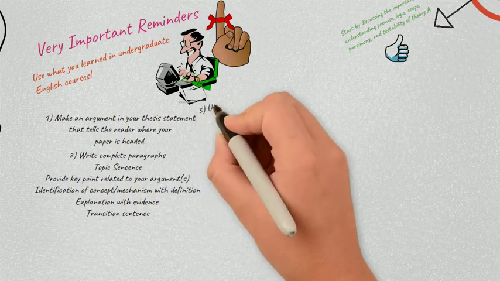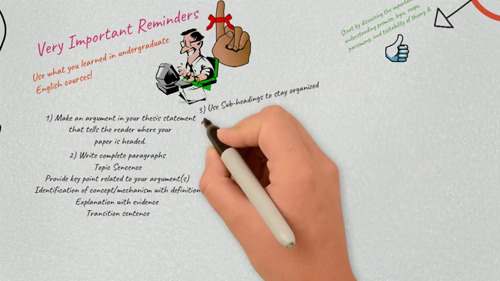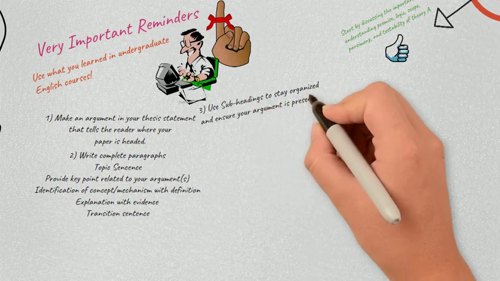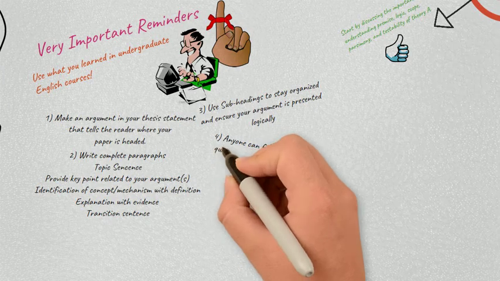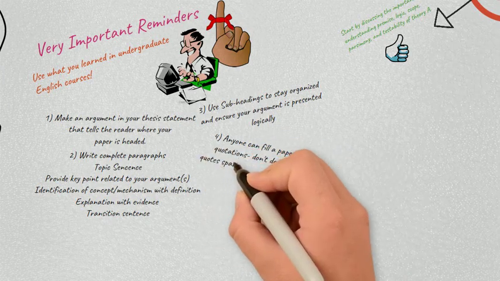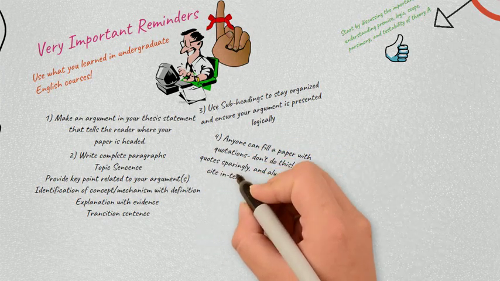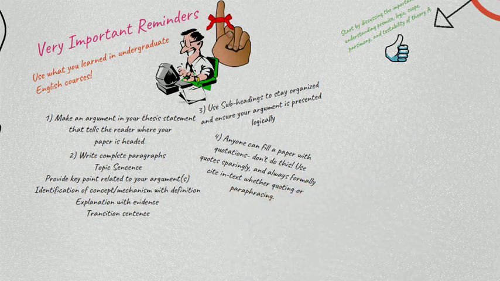Use subheadings to keep yourself organized and ensure your argument is logically presented. Do not just use a ton of quotes. Anyone can do this, and if your reader wanted to read the words of someone else, they'd pull that other paper or book. Use quotes sparingly and always use proper in-text citations, whether you're directly quoting or paraphrasing.